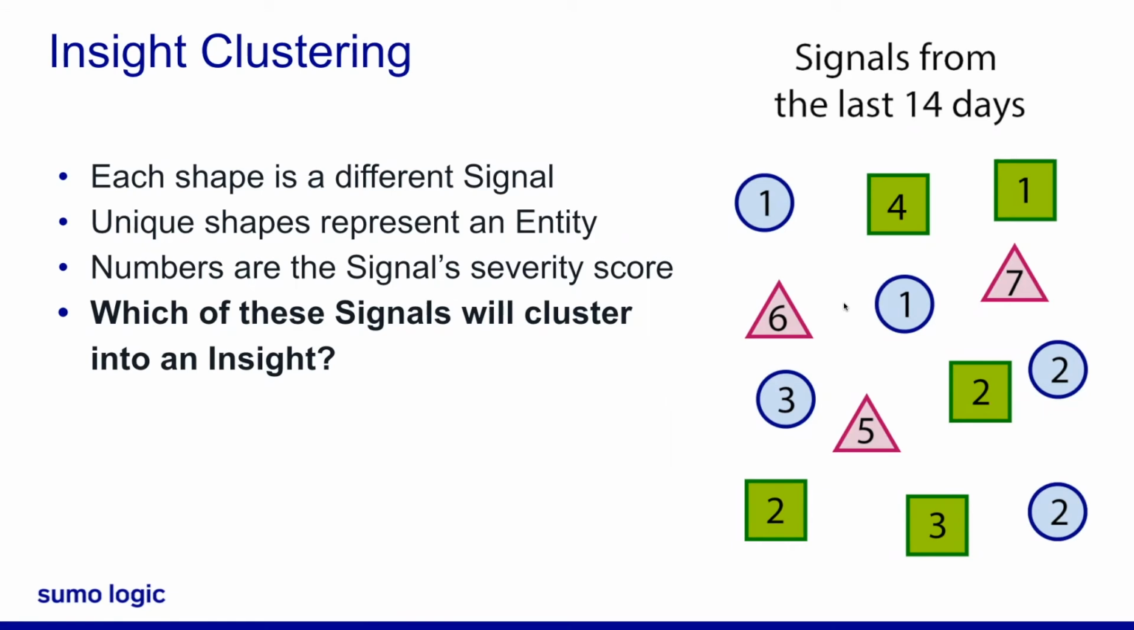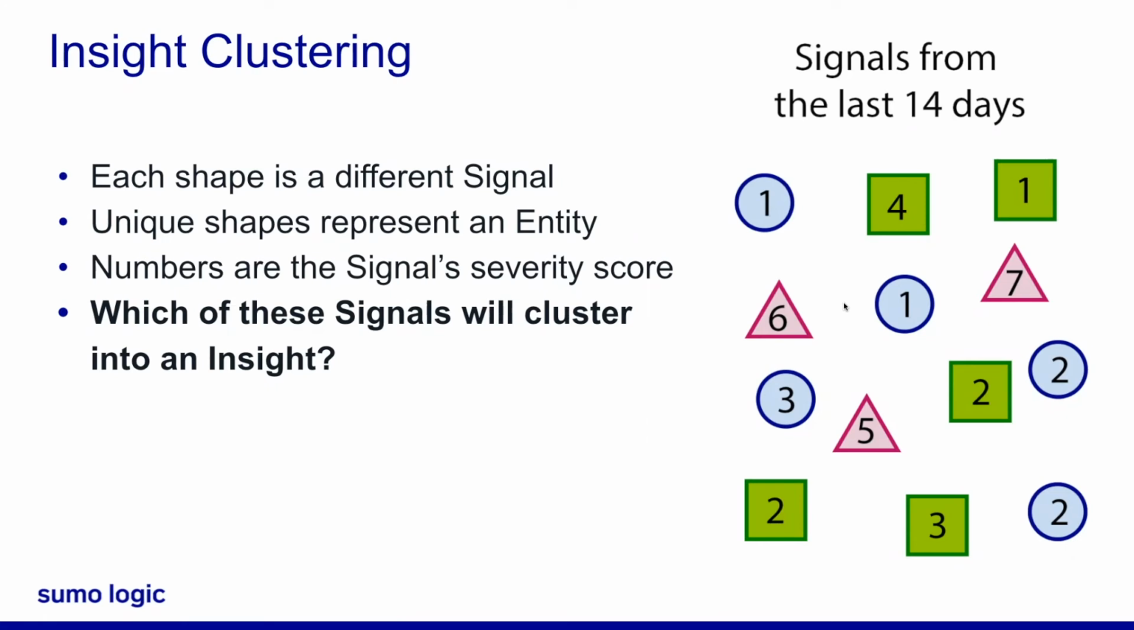Based on the rule that fired, each of the signals will have a severity score, which is going to be the number inside the shape. Now, by default, an entity needs an activity score of 12 before an insight is created. The activity score is going to be the sum of the severity scores from the last 14 days. So, as mentioned, the pink triangles, there are 3 of them, a 5, 6, and a 7. The blue circles, severities of a 1, a 2, a 2, and a 3. And then the green squares, those have severities of 1, 2, 2, 3, and 4.